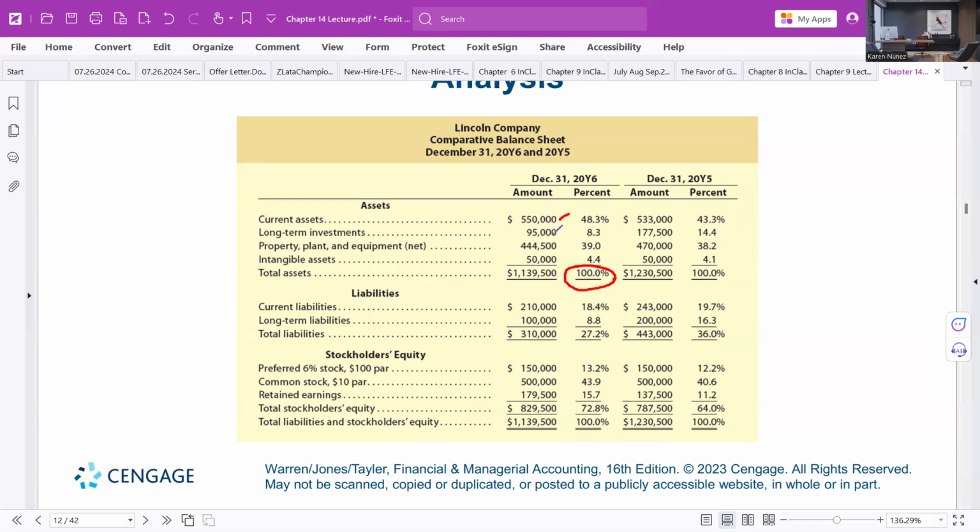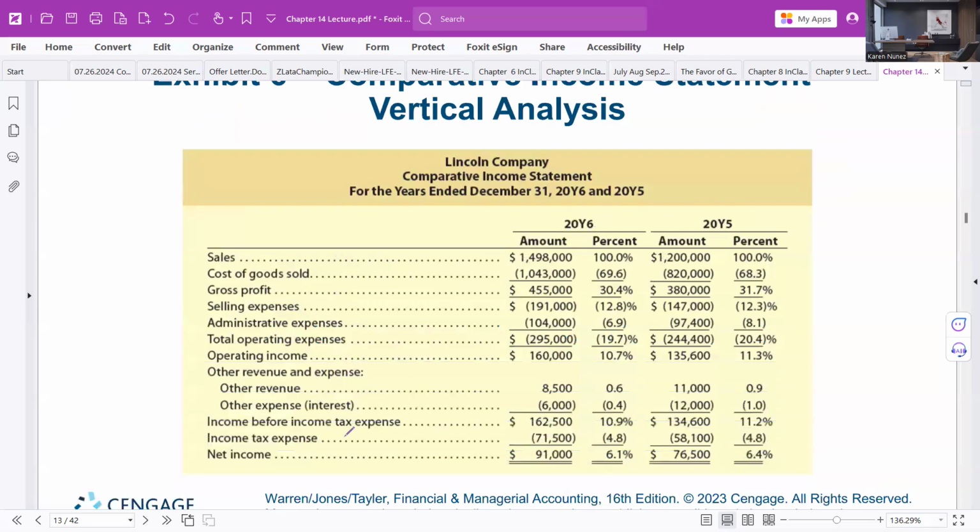And same thing with long-term investments. They're 8.3% of total assets. It's the 95,000 divided by the 1,139,500. So everything is expressed as a percent of those total assets. Everything on this balance sheet. And we could do the same thing on the income statement as well.